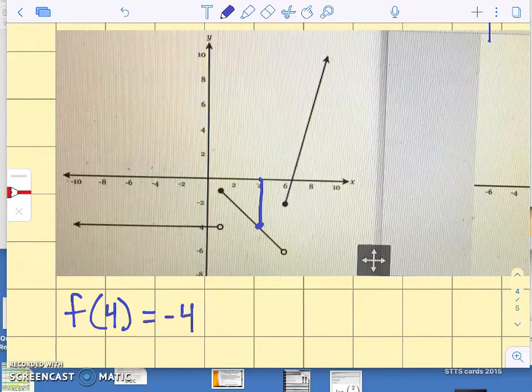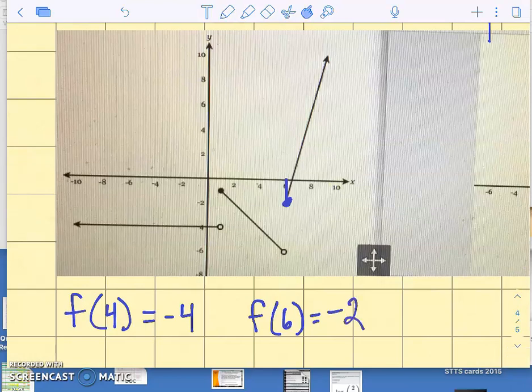Now, if I were to ask, what is f of 6? If I go to this graph, here is 6. If I go, I hit two different spots on this graph. But the one we want is the closed circle. The open circle means it doesn't exist here. So f of 6 is -2.